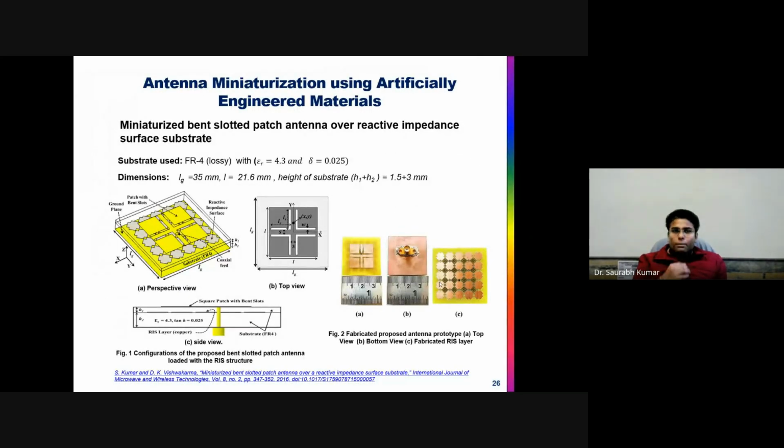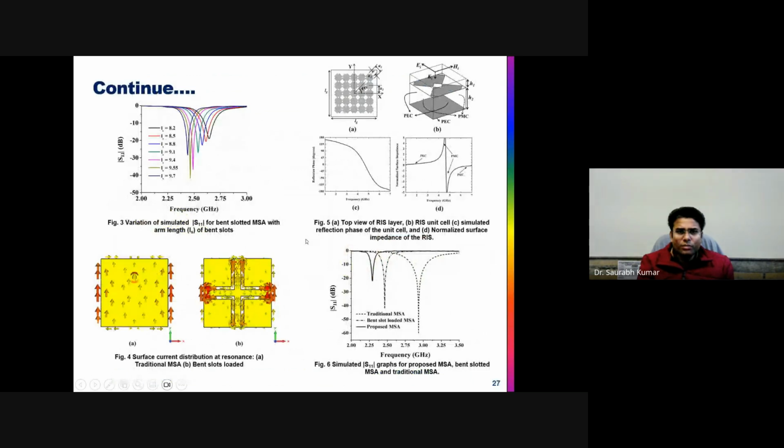Now come to the miniaturization with the metamaterial. So here the miniaturization of the antenna is achieved with the help of the reactive impedance surface substrate. You can see from here, the initial miniaturization is just achieved by slotting the antenna. L-shaped slots are created here. So initial miniaturization is achieved.